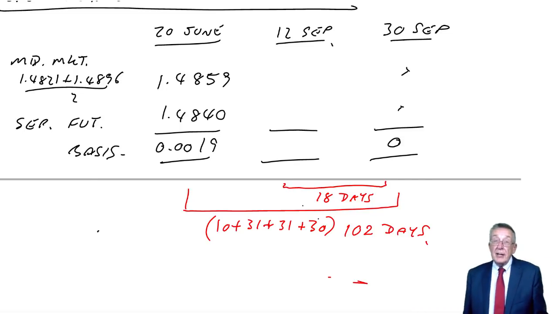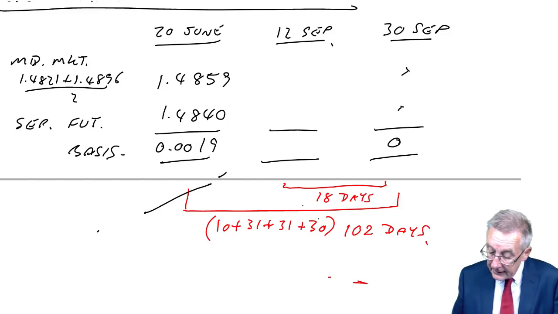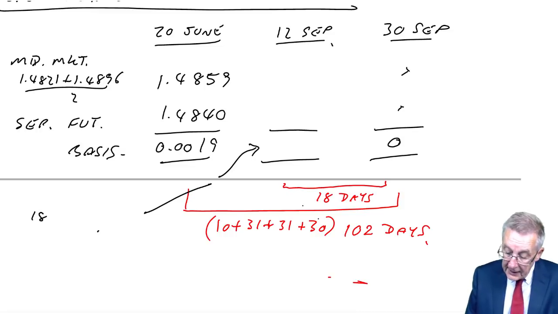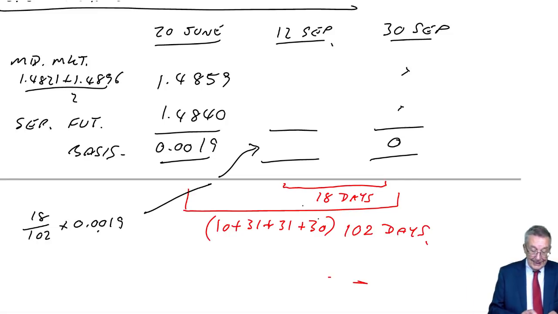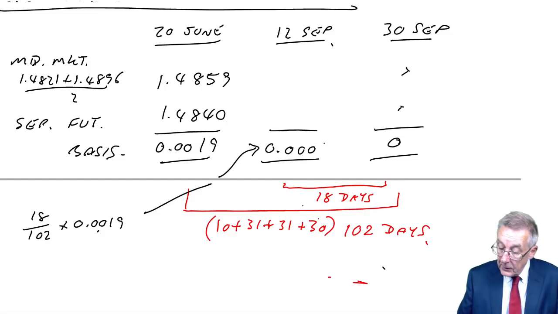On the 12th of September, the date of transaction, it will be 18 days. And so now, hopefully, I can get it right. The unexpired basis on 12th of September will be 18 over 102 times 0.0019, which comes to, to 4 decimal places, 0.0003.